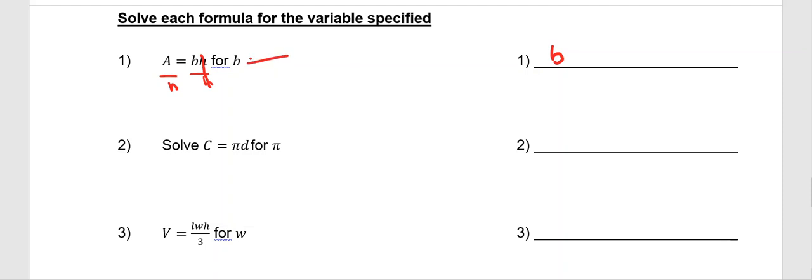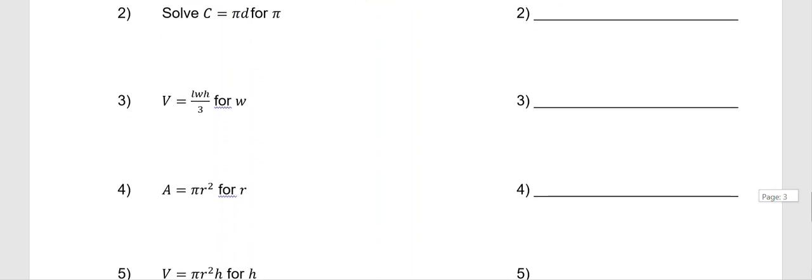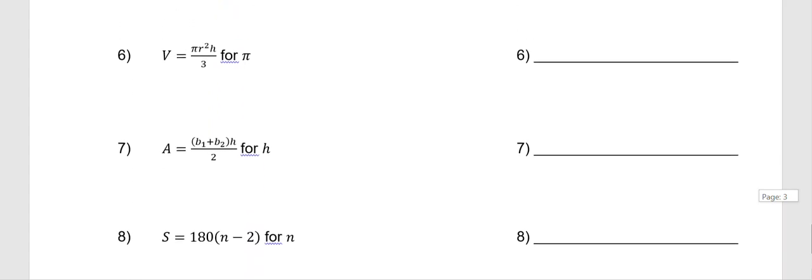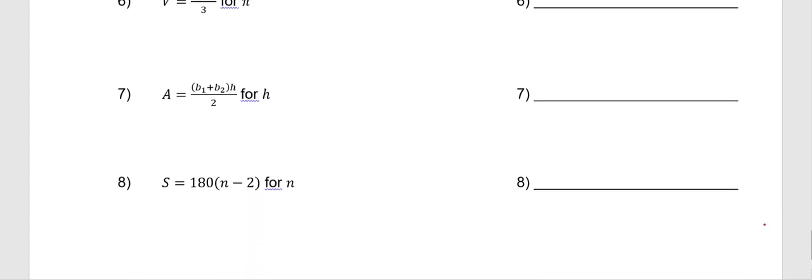To solve for B, I want to isolate B. So we've done that with one simple step, and rewriting this literal equation that was originally solved for area now says that the base is solved by taking the area and dividing by the height. So that's a real straightforward example. I'm not going to go through too many of these, but why don't we scroll down and do one more?